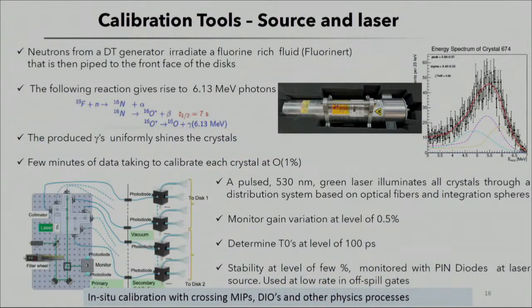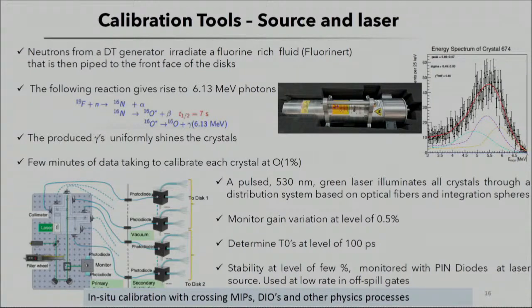So, as I said, we have two calibration tools, a source and a laser system. The source is composed by neutrons from a DT generator. It's coming from Babar, and our Caltech colleagues are taking care of this system. It irradiates a fluorine-rich fluid that is then piped into the front phase that I was showing you. Then the following reaction takes place. And so what happens is that you have six MeV photons hitting the surface of the crystal. And here you can see how well we can calibrate each crystal, at the order of 10%.